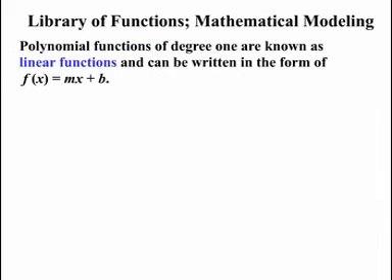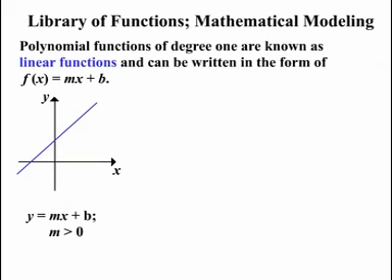Polynomial functions of degree 1 are known as linear functions and can be written in the form f(x) = mx + b. The last function you saw, the identity function, is a linear function, where your b value would be 0 and your m value would be 1. So here are a few different examples of linear functions.